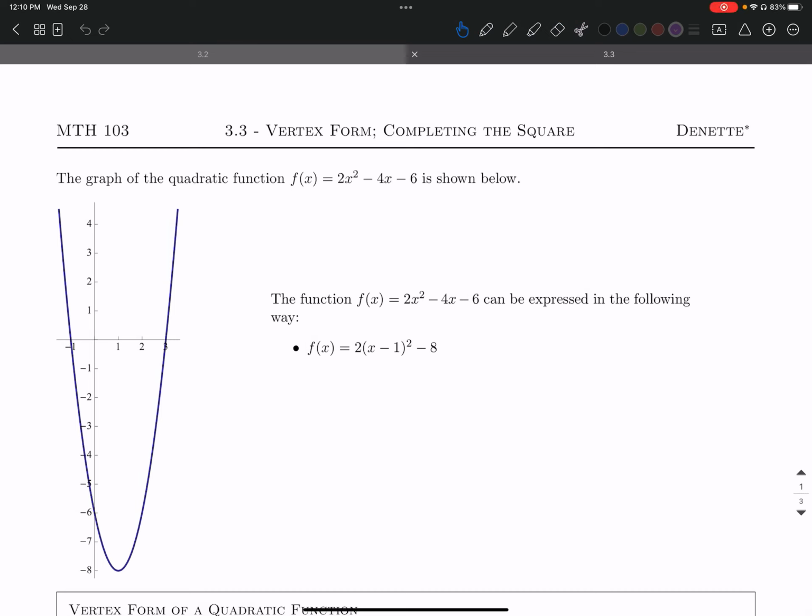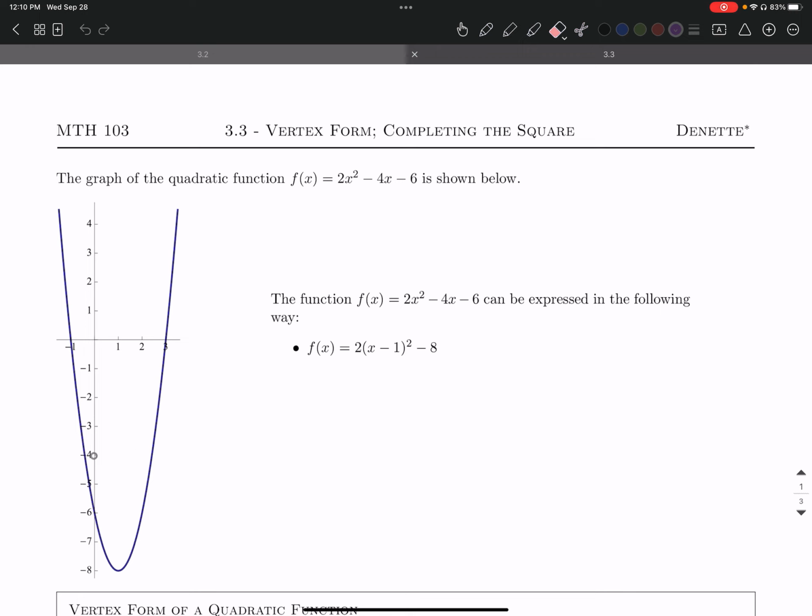Hello everyone. In this video, we will discuss section 3.3 of our textbook, which is all about vertex form for a quadratic function and completing the square. First off, let's look at the graph of the quadratic function f of x equals 2x squared minus 4x minus 6 that we see drawn right here.